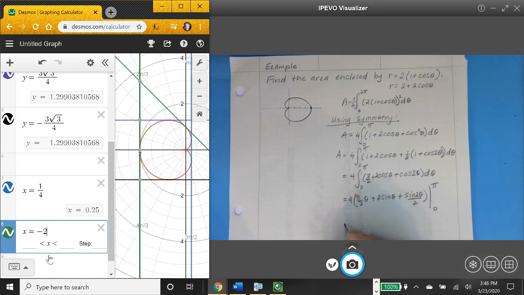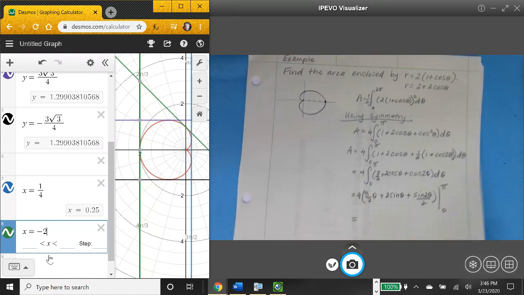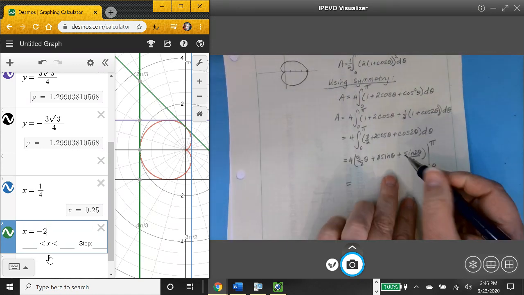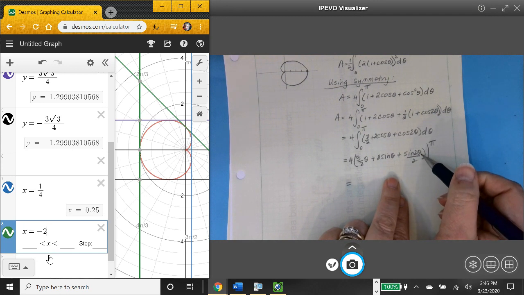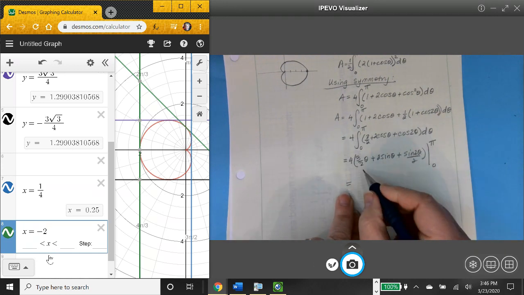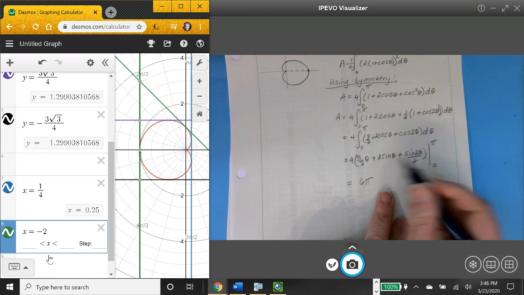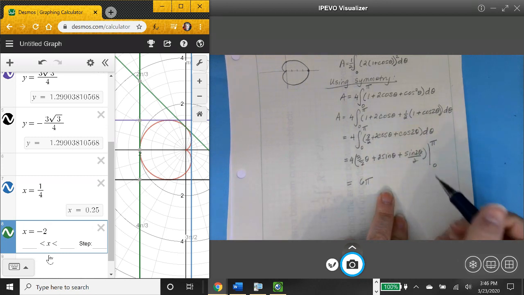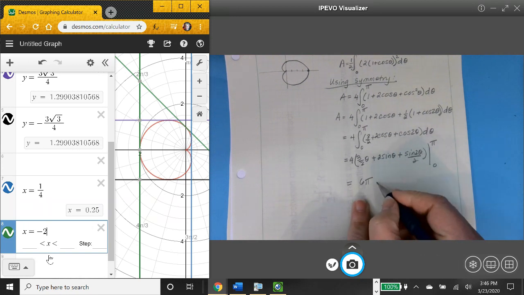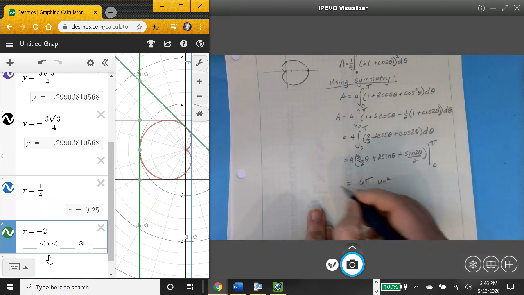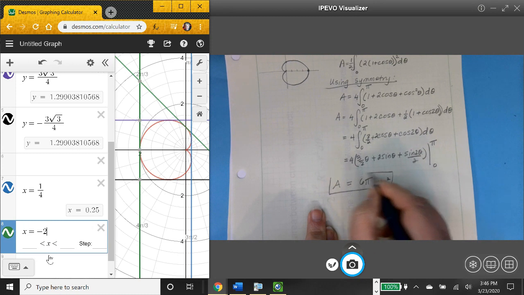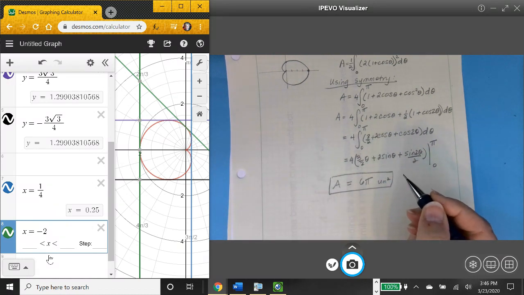Okay, so we're going to evaluate that by plugging in pi. Well, the sine of pi and the sine of 2 pi are 0, so that's really nice. So we're going to get 12 pi over 2, which is 6 pi. And then when I plug 0 in, this theta goes away. Sine of 0 is 0, sine of 0 is 0. So we get 6 pi units squared. So we just found our first polar area. Woohoo! Which is very, very cool.